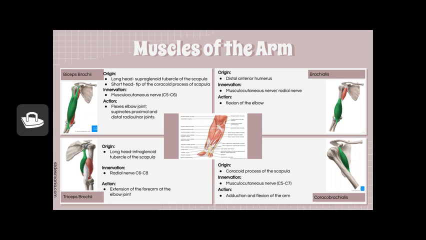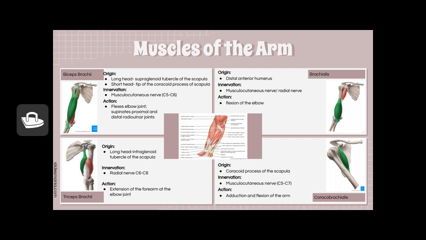Bottom left corner, we have the triceps brachii. The origin for the long head is going to be the infraglenoid tubercle of the scapula. The innervation is going to be the radial nerve, and these are nerves C6 through C8. And the action of this muscle is going to be extension of the forearm at the elbow joint.